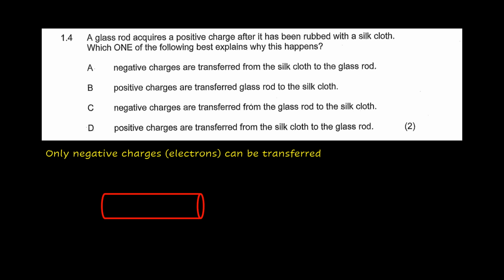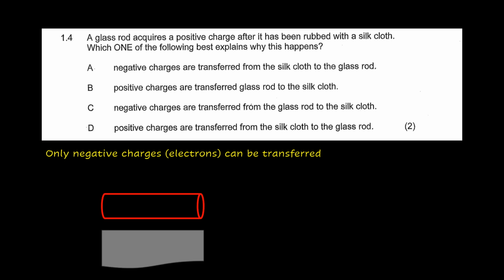You have a glass rod and a silk cloth, and you are going to rub these two materials together. When you do this, something called triboelectric charging takes place. Negative charge, meaning electrons, will move from one material to the other. So they will either move from the silk cloth to the glass rod or from the glass rod to the silk cloth.